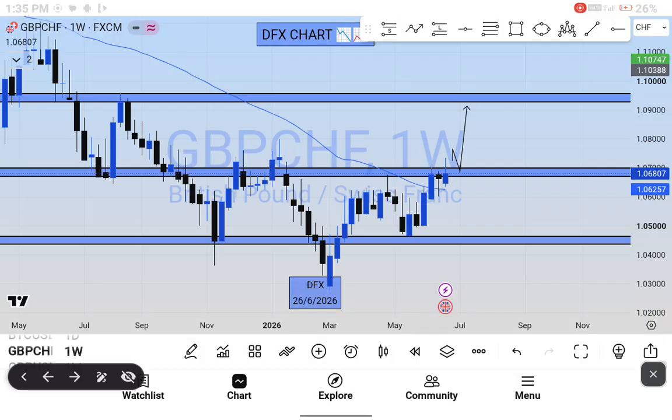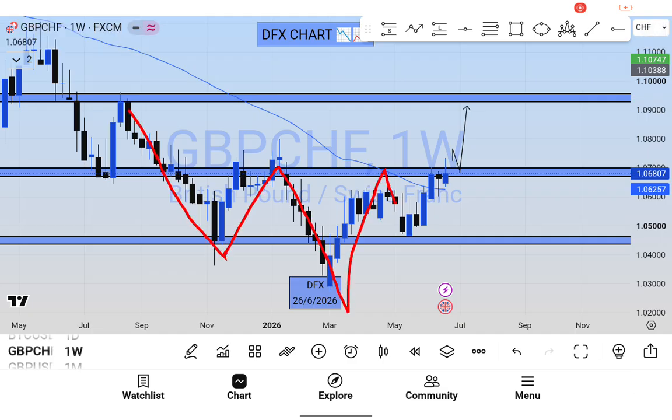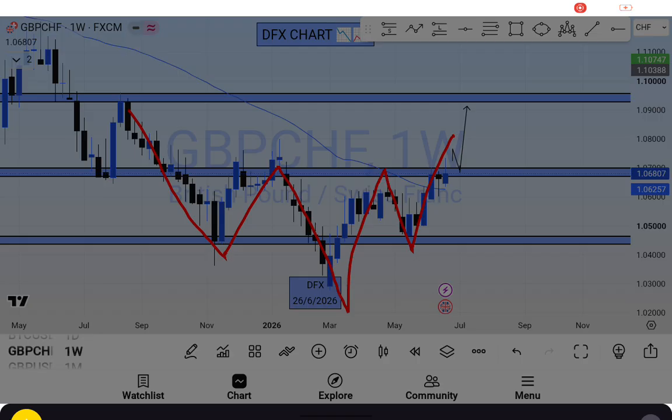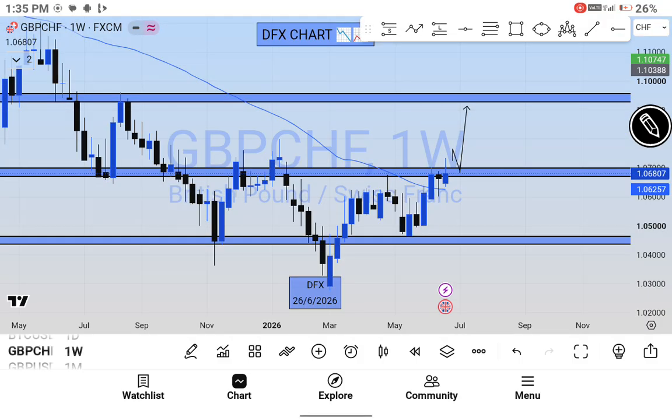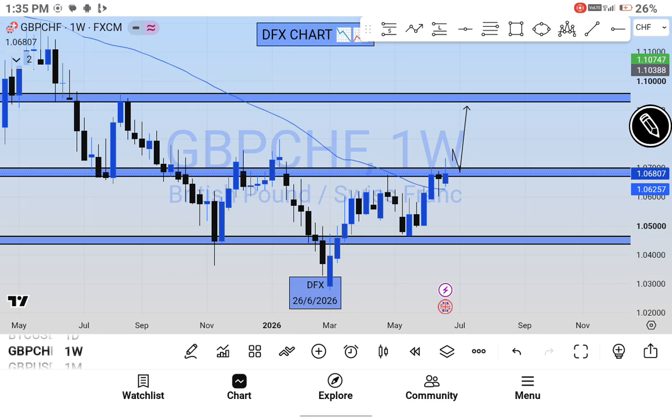Based on the candle pattern formed on this weekly time frame, it is looking like an inverse head and shoulder pattern. So we should be seeing the market break above, exactly the way we analyzed it last week. But I think the market is not just ready to break above.